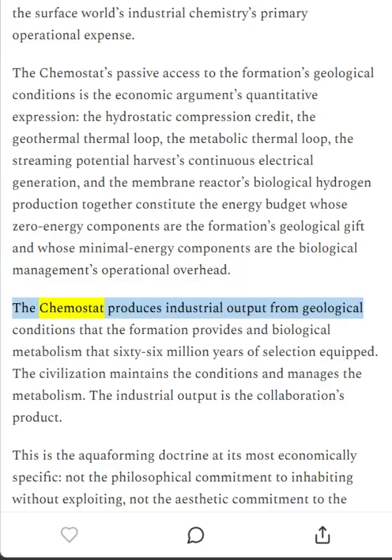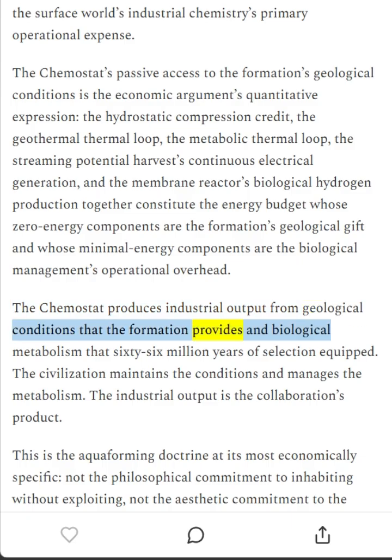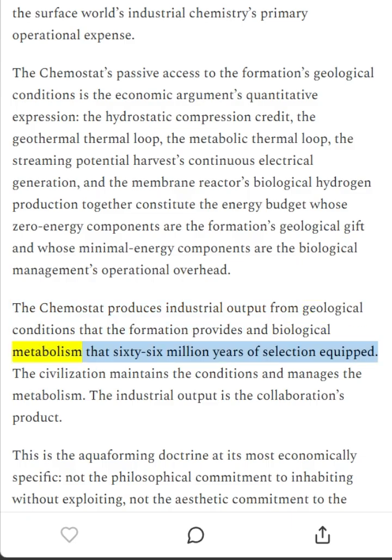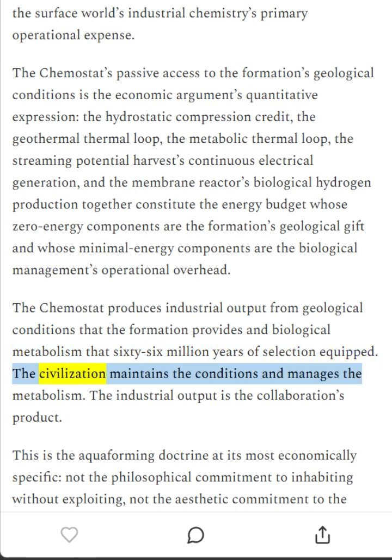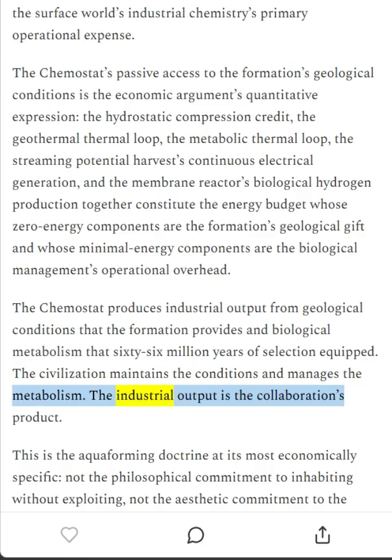The chemostat produces industrial output from geological conditions that the formation provides and biological metabolism that 66 million years of selection equipped. The civilization maintains the conditions and manages the metabolism. The industrial output is the collaboration's product.